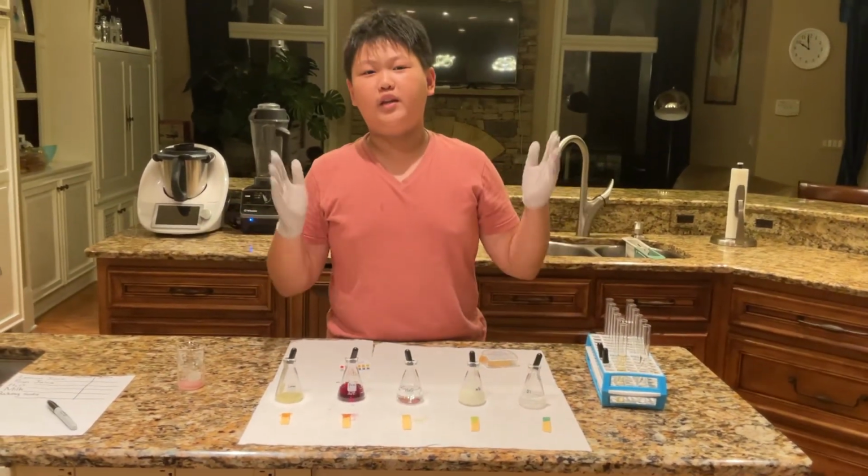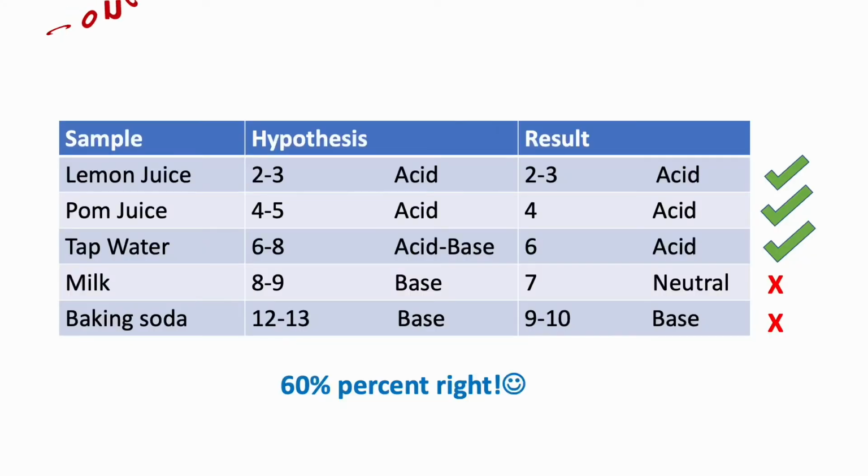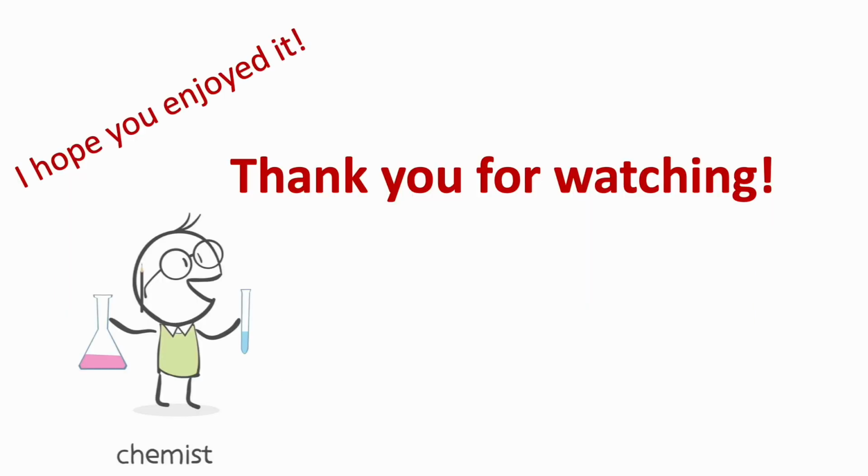That concludes my kitchen experiment, and thank you for watching. Now I can draw my conclusions. Compared to my hypothesis, I got 3 out of the 5 correct. Now I can confirm that lemon juice, pomegranate juice, and tap water from my kitchen are all acids. Milk is neutral, and baking soda is a base. 60% right. Thank you for watching. I hope you enjoyed it.